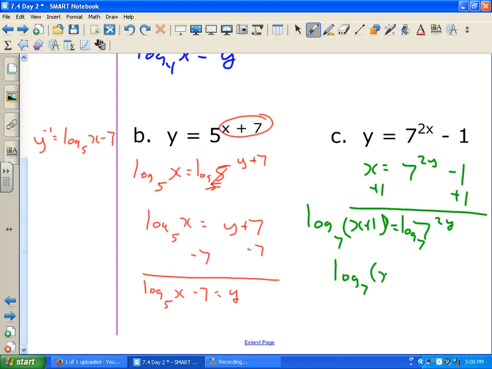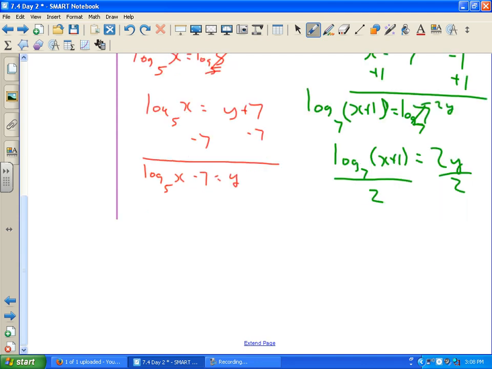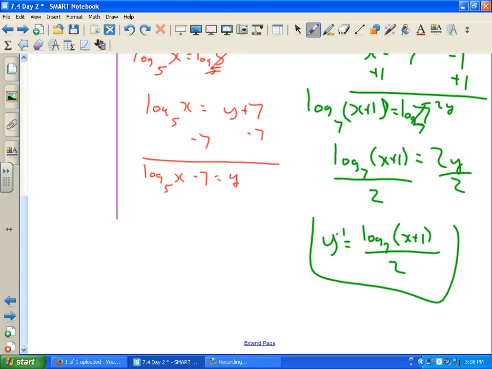Log base 7 of x plus 1 equals, there's my identity, and that's 2y. To get y by itself, divide both sides of this equation by 2. And that's going to give me y equals, or y inverse, my inverse function, equals log base 7 of x plus 1, over 2. That's it. That's what we're doing.